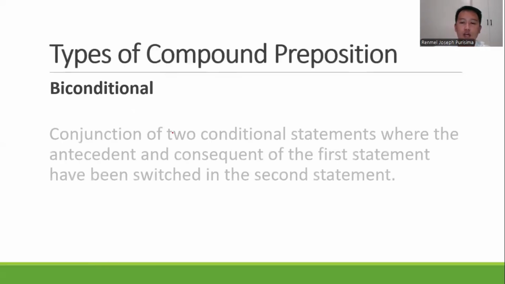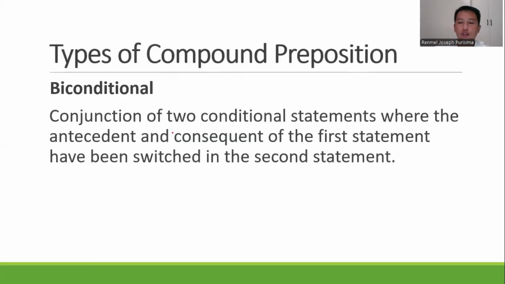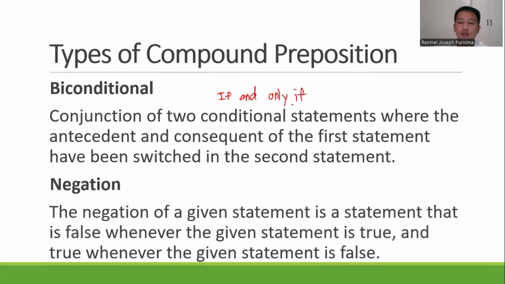Okay, for biconditional, it is a conjunction of two conditional statements where the antecedent and consequent of the first statement have been switched in the second statement. So for this, we can use if and only if. For negation, the negation of a given statement is a statement that is false whenever the given statement is true, or vice versa. So in this negation, we can use not.